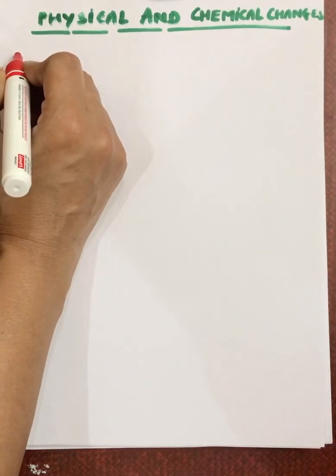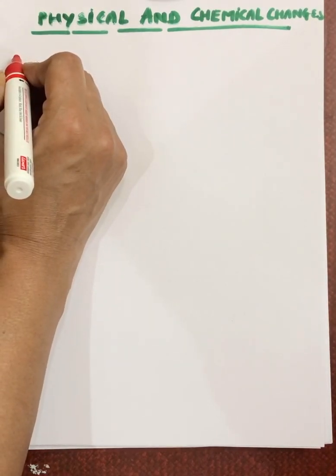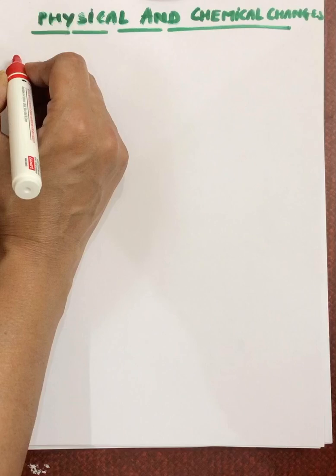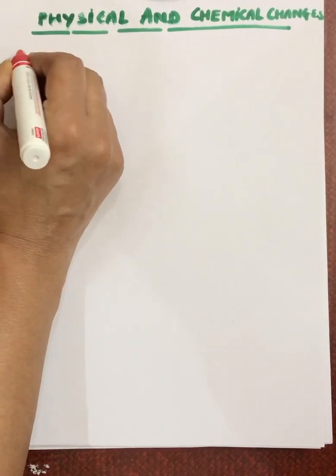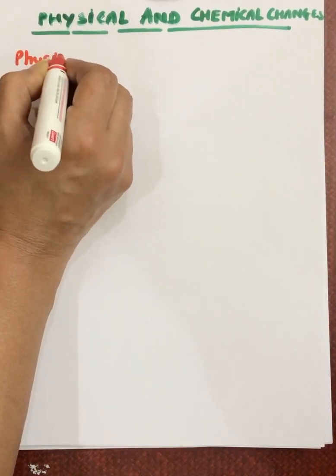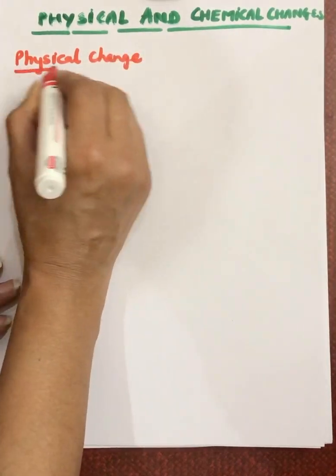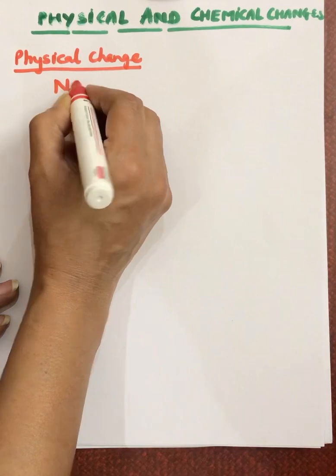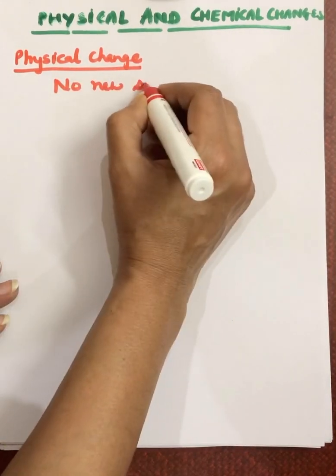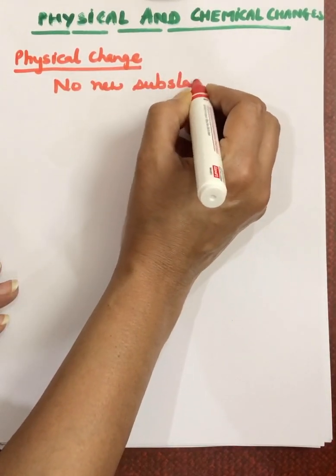From the name only we can make out physical change means a change in which only the physical state of a substance is changing. Otherwise everything else will remain the same. Physical change: a change in which no new substance is formed.